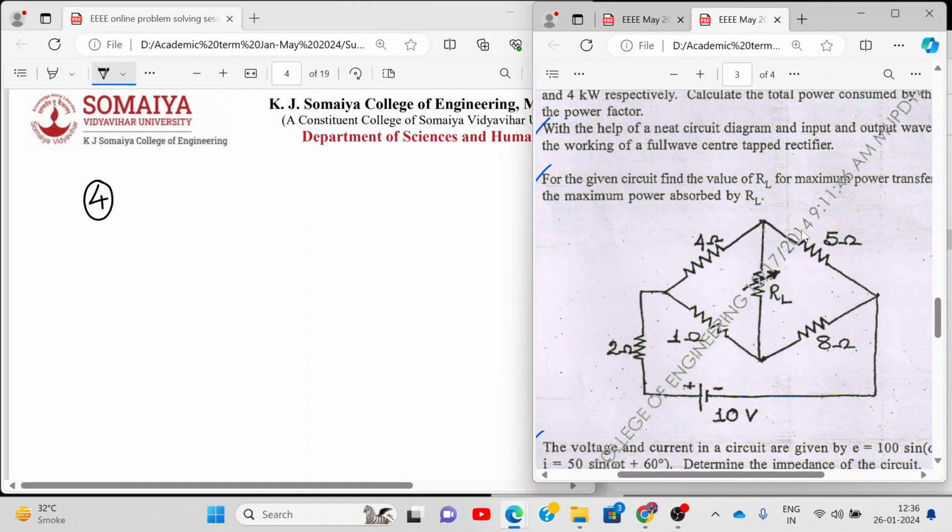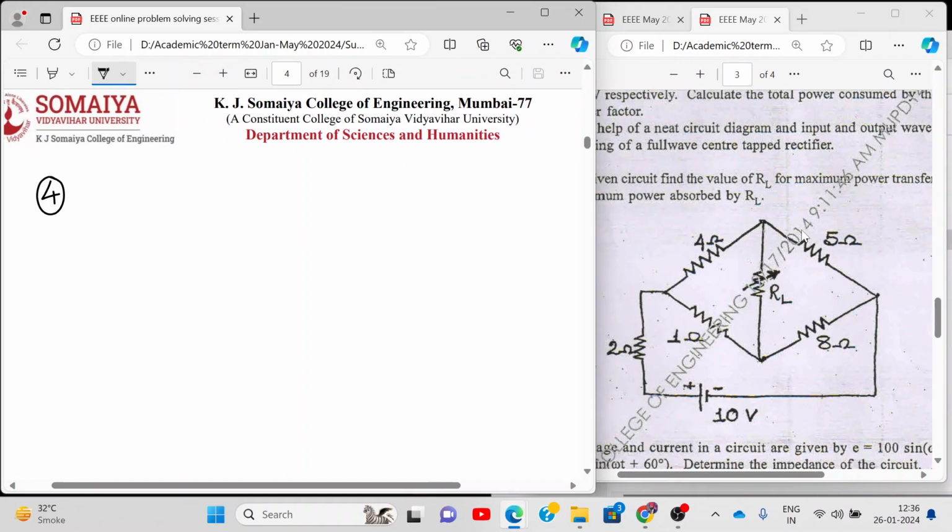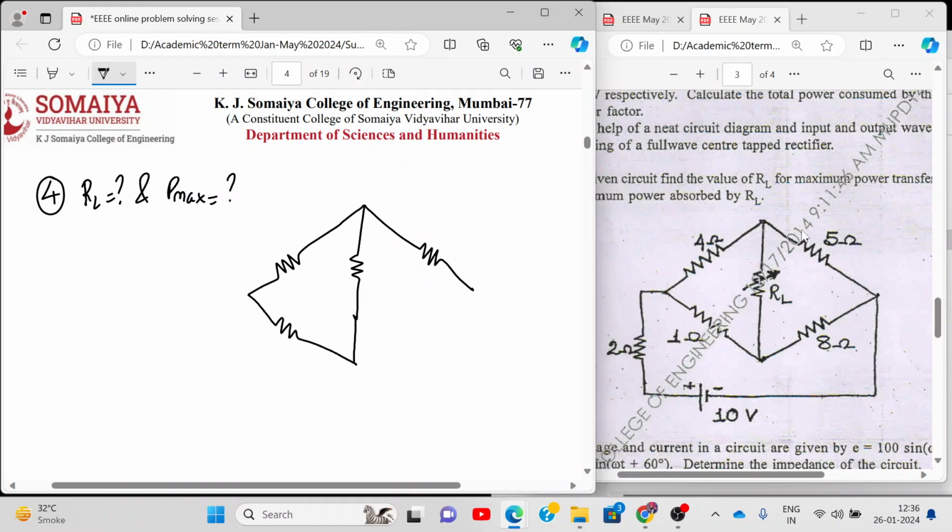So let's draw the numerical. Everyone please draw it at your end. So we have to find RL and we have to calculate the maximum power. So it's a straightforward maximum power transfer theorem. Let me draw the circuit again. You also please kindly draw it in your books. Okay, you have a resistor over here and a 10-volt battery source over here.